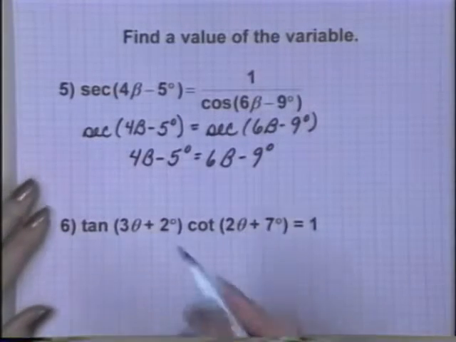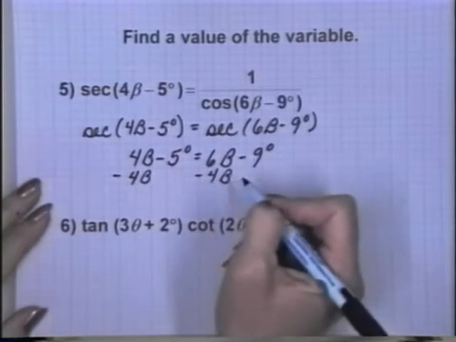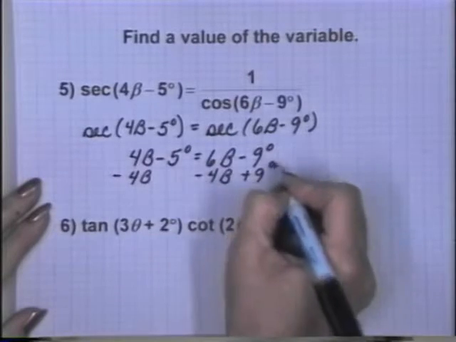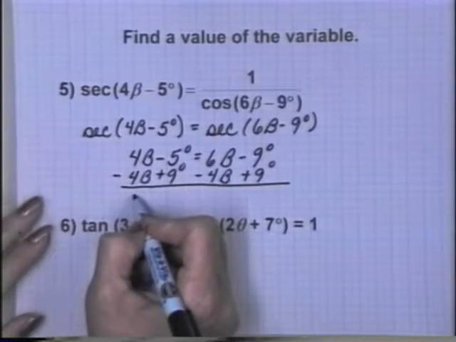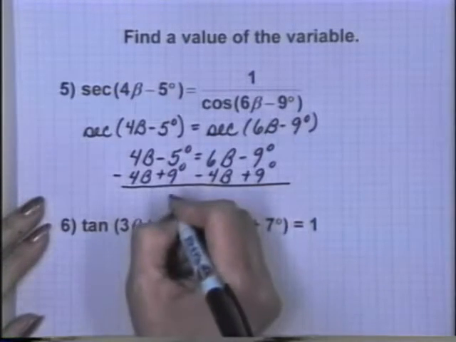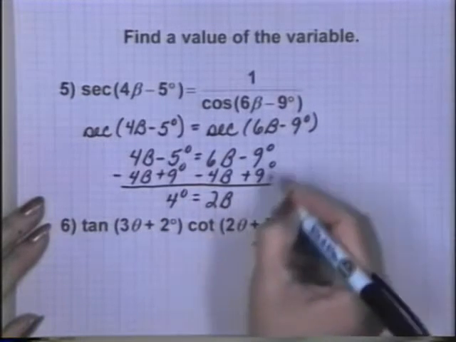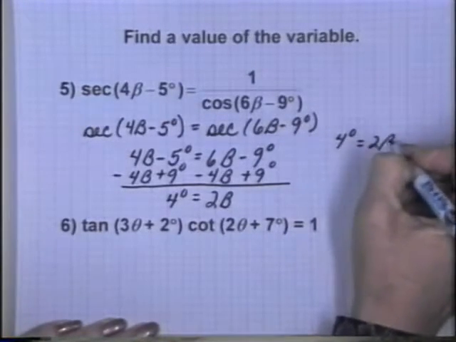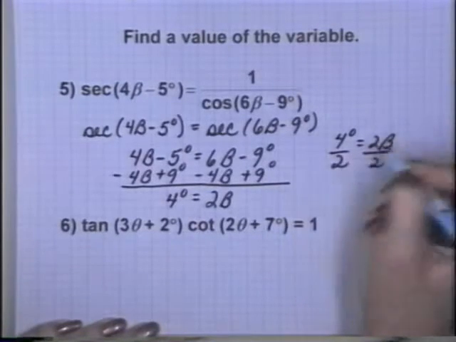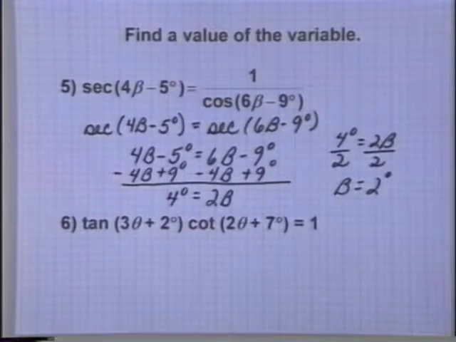And I will solve for beta by subtracting 4 beta from both sides of the equation and by adding 9 degrees to both sides of the equation. Those add to 0. Minus 5 plus 9 gives me 4 degrees. 6 beta subtract 4 beta gives me 2 beta. And those add to 0. So I know that 4 degrees equals 2 beta. Let's divide both sides by 2. And sure enough, we get that beta equals 2 degrees. So we found that our variable beta is 2 degrees.